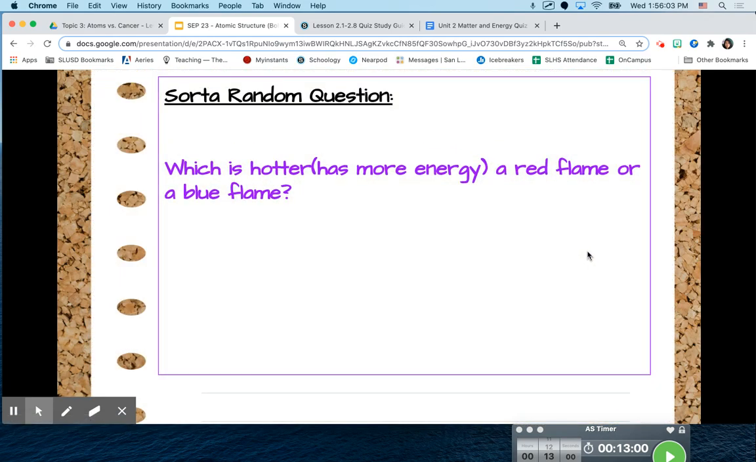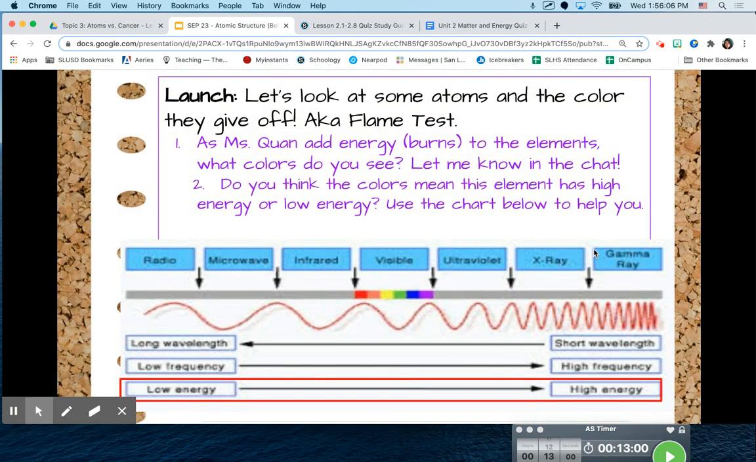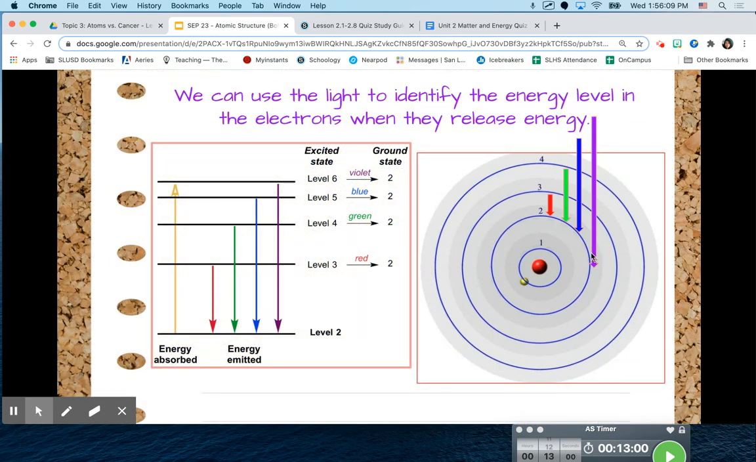And so when we did this experiment, I'm going to skip forward a little bit.